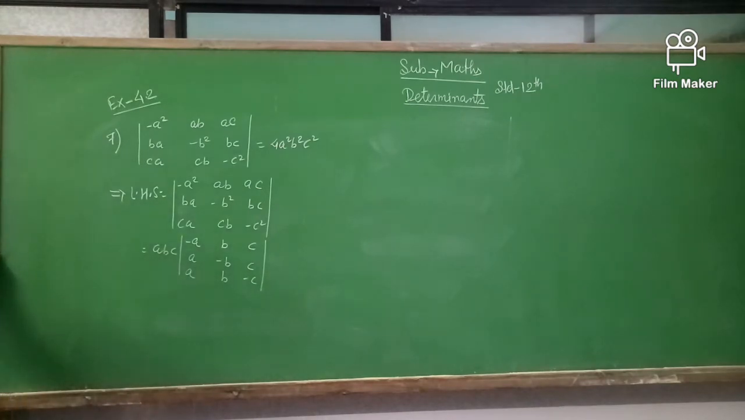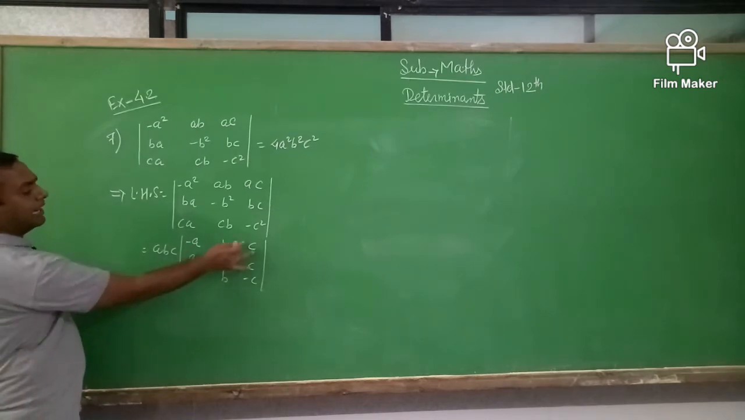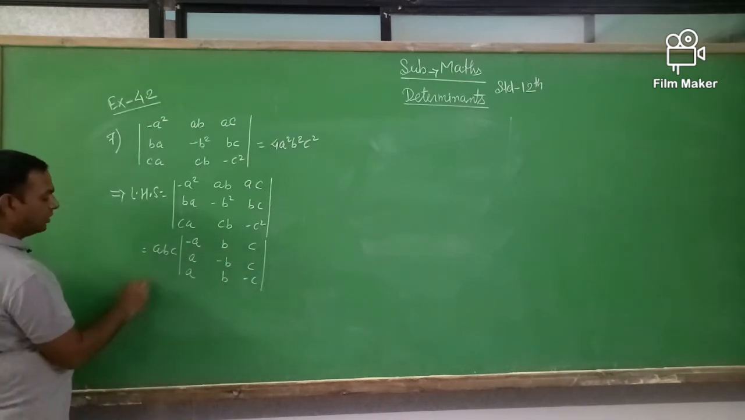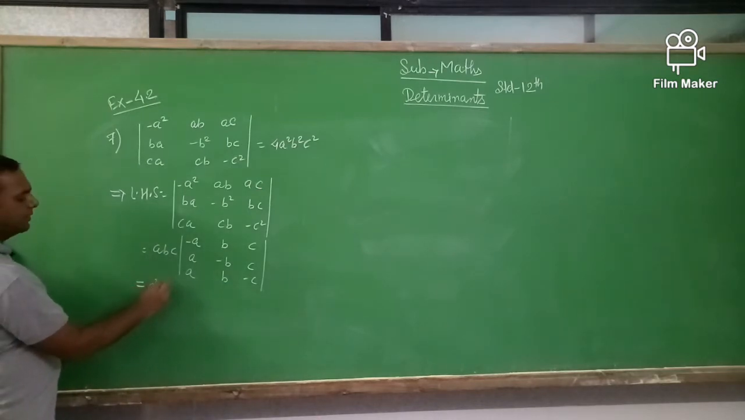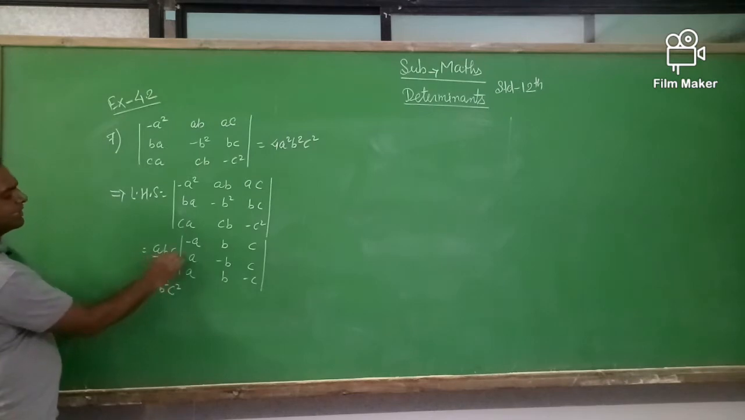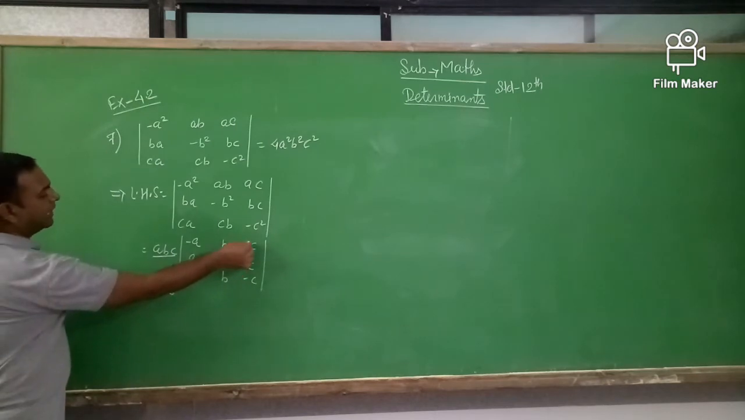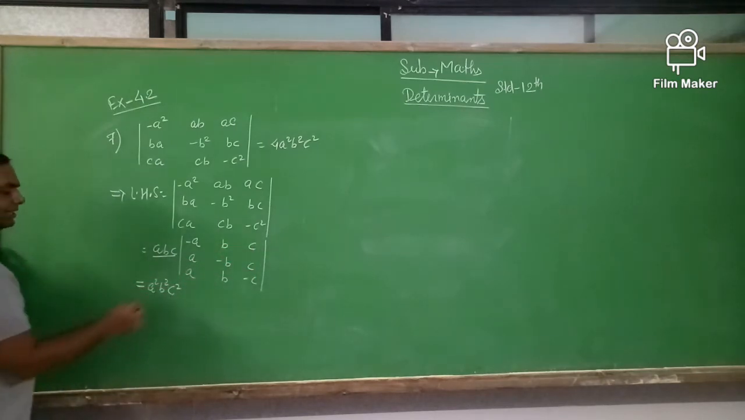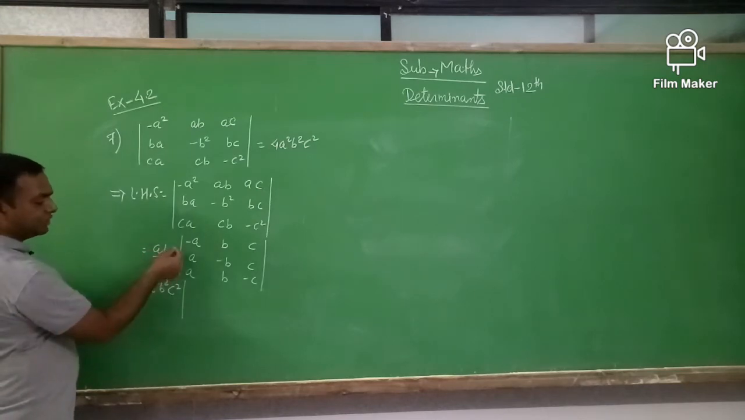After that, in the first column I take A common, in the second B is common, and in the third column C is common. So I take A, B, C common. So this is equal to A square, B square and C square, because here is ABC. In the first column I take the common A, second column the common B, and third column the common C. So this is A into A square, B into B square, and C into C square.